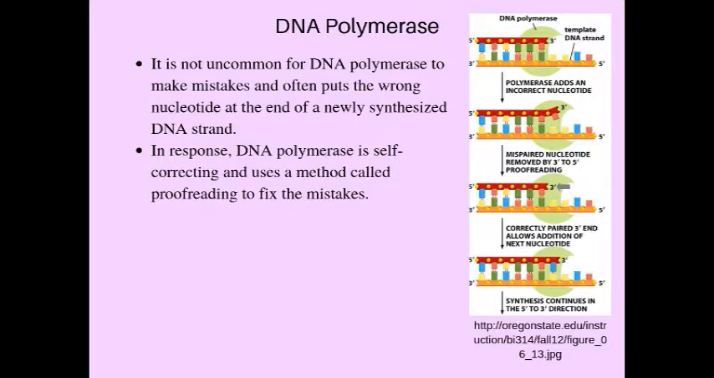In order to fix this, it checks each nucleotide that enters the reaction site and makes sure that the nucleotide is correct and fits with the base that is across from it in the template strand. But if it does let in the wrong nucleotide, it can fix it. DNA polymerase has a method called proofreading to ensure that the mistakes are fixed.